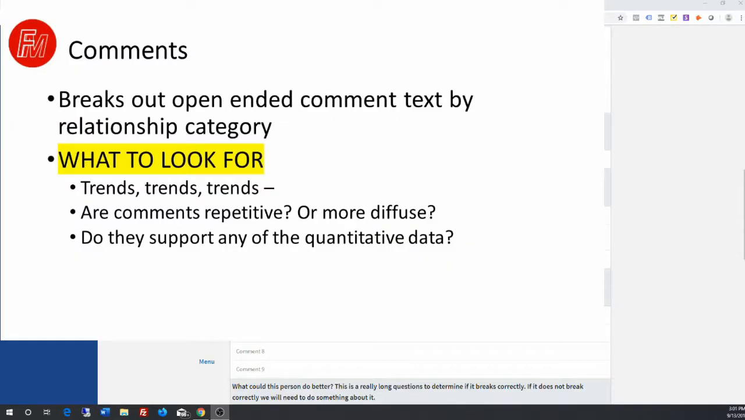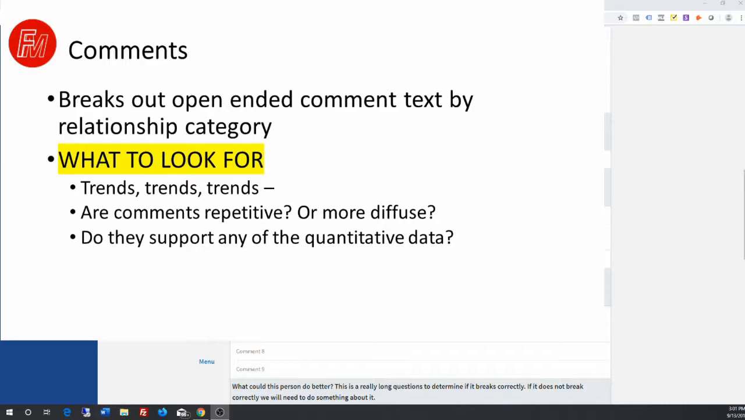So the next section we'll talk about is the comment section. This section breaks out the open-ended comment text by relationship category for all of the open-ended questions that were asked. So what do you want to look for in this section? You want to look for trends. Comments that are repetitive. Do you see key phrases being reused? Or are you seeing the comments are more scattered, they're more diffuse?